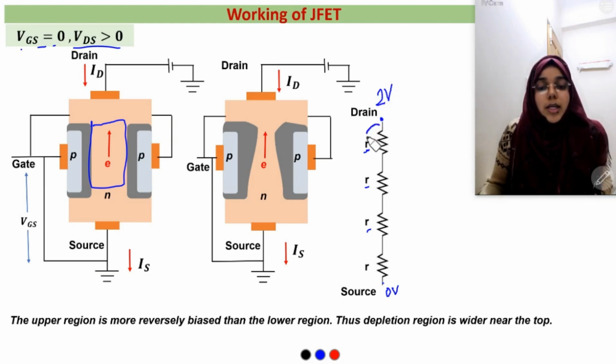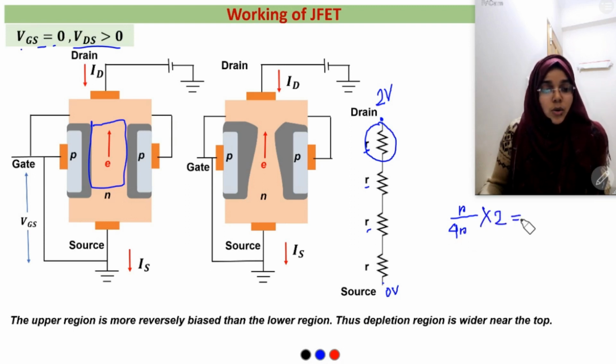Now, if we calculate the voltage drop in each resistance here, we can find this by simply applying the voltage divider rule, and that will be R divided by the equivalent resistance 4R into the applied voltage 2, which results in 0.5 volt. Thus, the voltage drop here is 0.5 volt. So, at this point, the potential will be 2 minus 0.5, that is 1.5 volt. Similarly, at this point the potential will be 1 volt and at this point it is 0.5 volt.